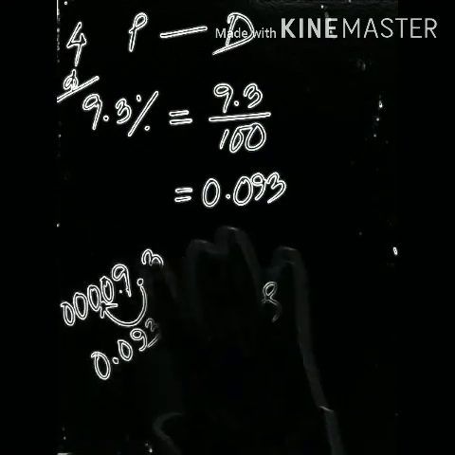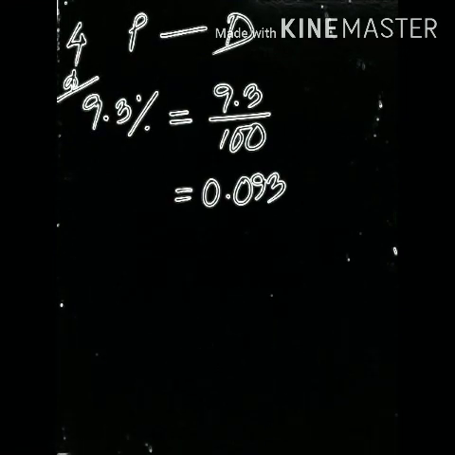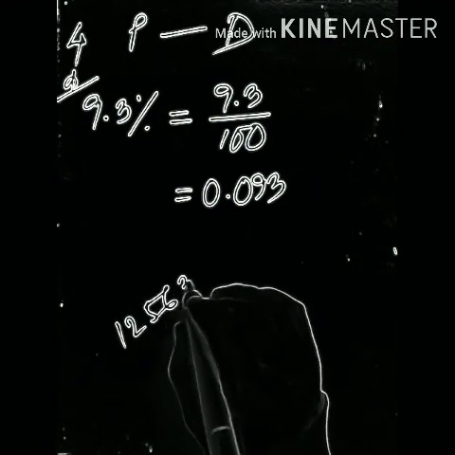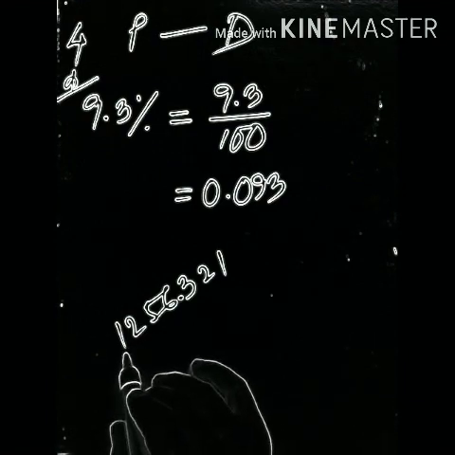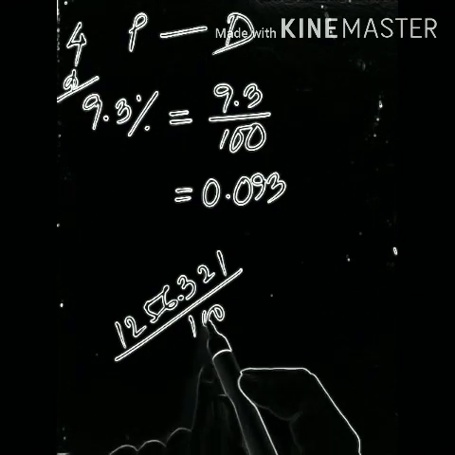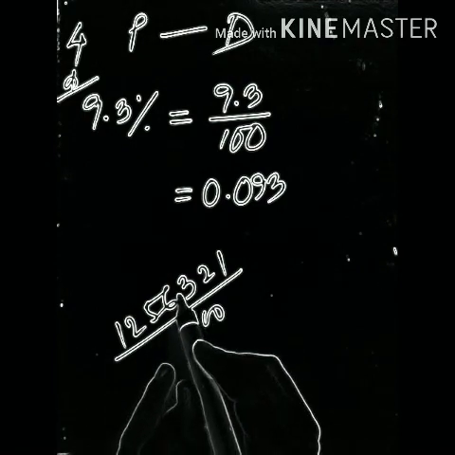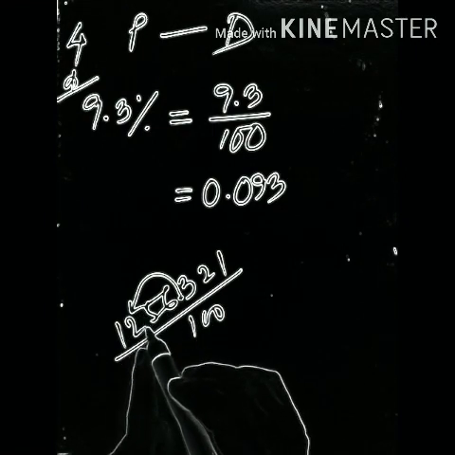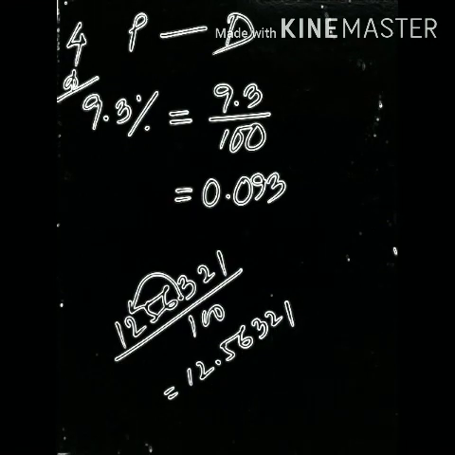So let me just explain this part once more by giving a few more examples. I'm writing here 12, 5, 6, 3, 2, 1. Now here the point is here. If you divide this number by 100, then how are we going to put the point? When we divide, the point has to go to the left, like this. Here, how many zeros? 2 zeros. That's why 1, 2. So now the answer will be 12.56321.